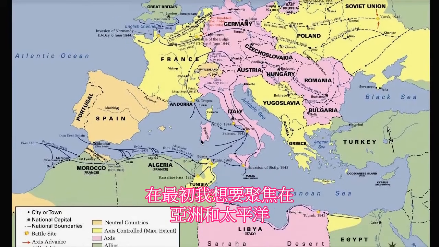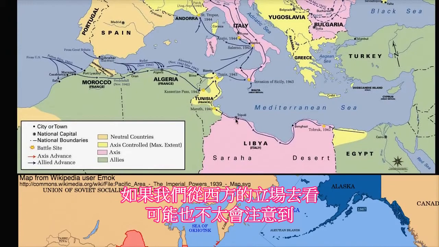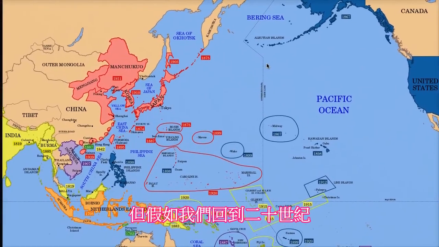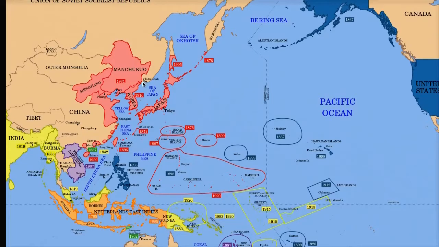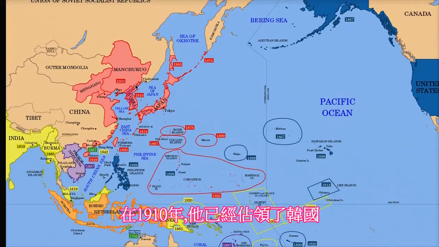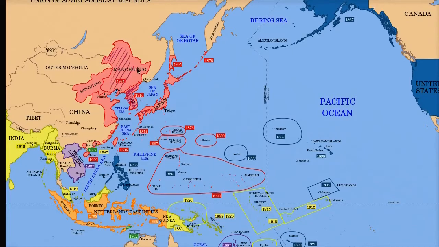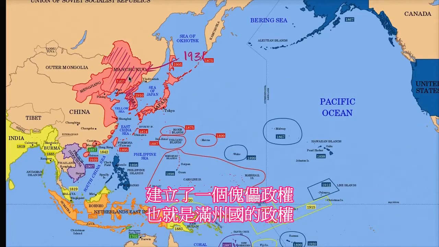And to start, I'm actually going to focus on Asia and the Pacific, which probably doesn't get enough attention when we look at things from a Western point of view. But if we go back even into the early 1900s, Japan is becoming more and more militaristic, more and more nationalistic. In the early 1900s, it had already occupied Korea as of 1910. And in 1931, it invades Manchuria. So this right over here, this is in 1931, and it installs a puppet state, the puppet state of Manchukuo.